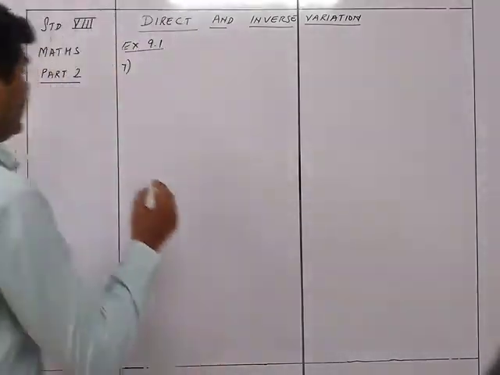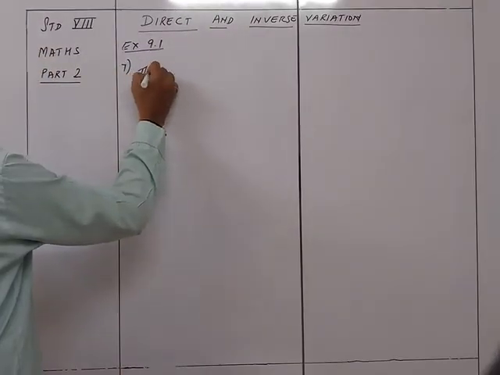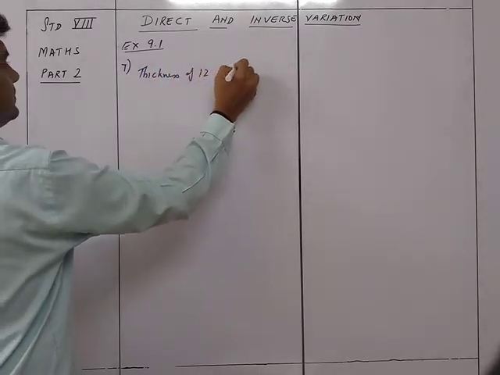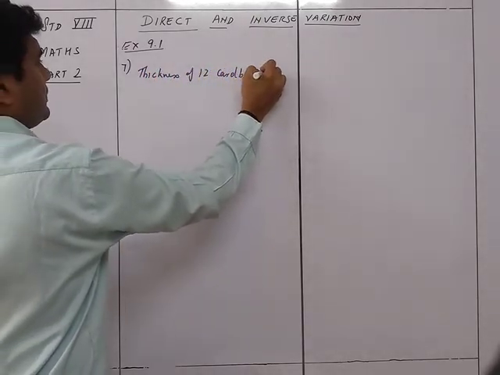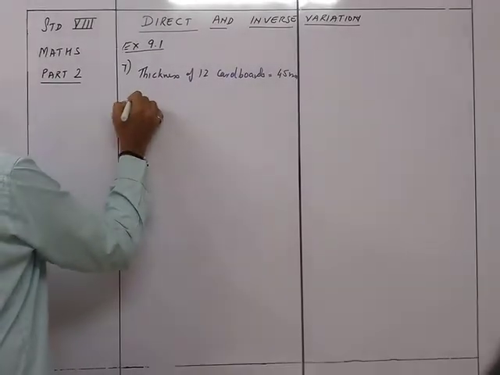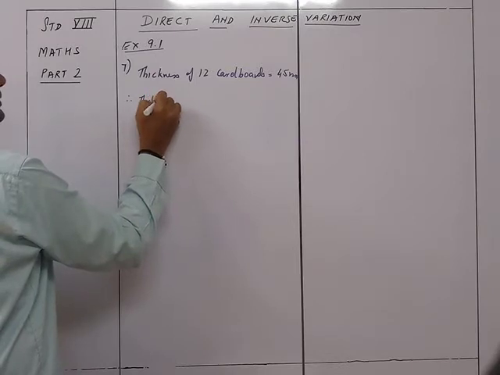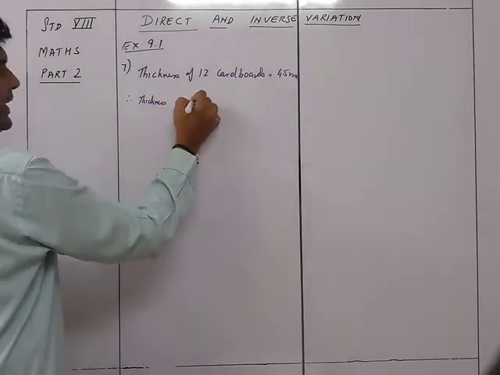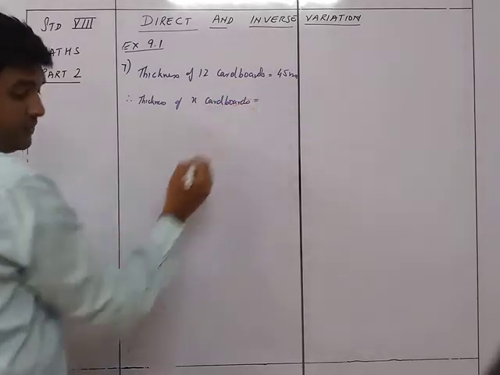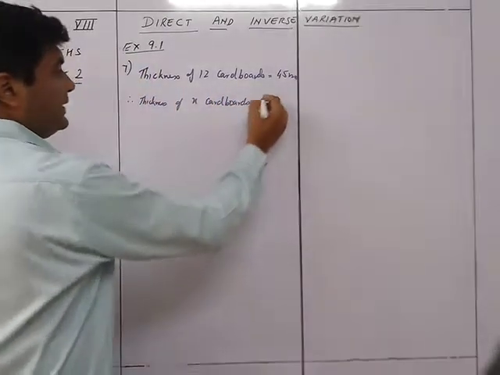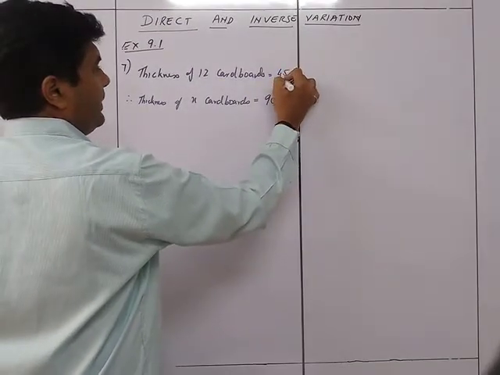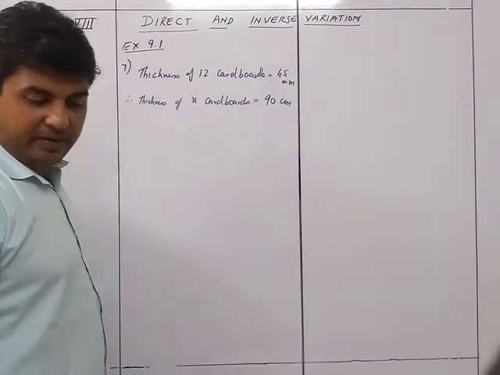So you can see that thickness of 12 cardboards is equal to 45 mm. Therefore, thickness of X cardboards is equal to 90 centimeters. Now this is something very unique. This is in mm, whereas this is in centimeters.